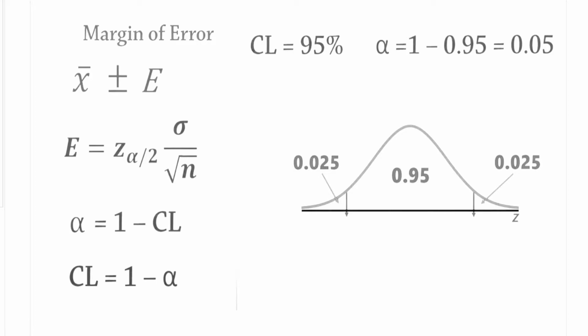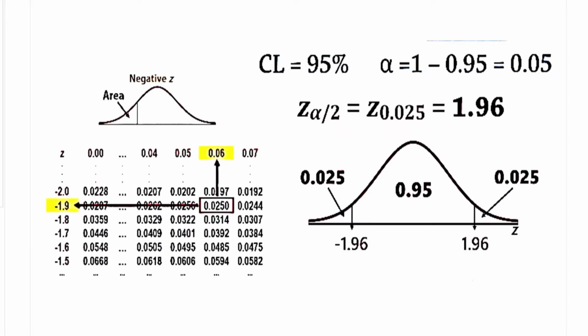From the less than cumulative standard normal tables, 0.025 in the left tail corresponds to a z-value of negative 1.96. And due to symmetry, it will be positive 1.96 for the right tail. So the z critical value corresponding to the 95% confidence level, which we write as z.025, is 1.96.